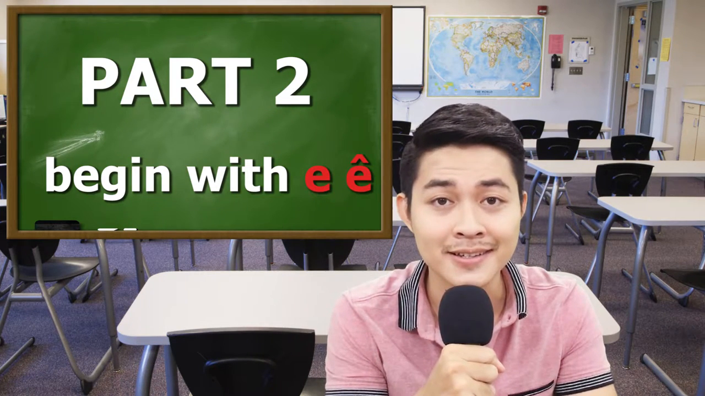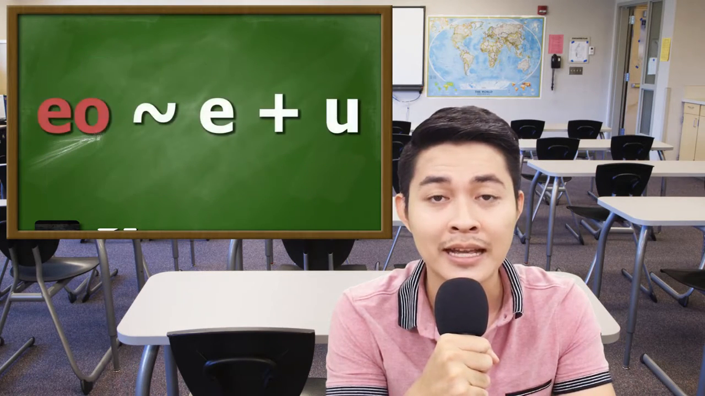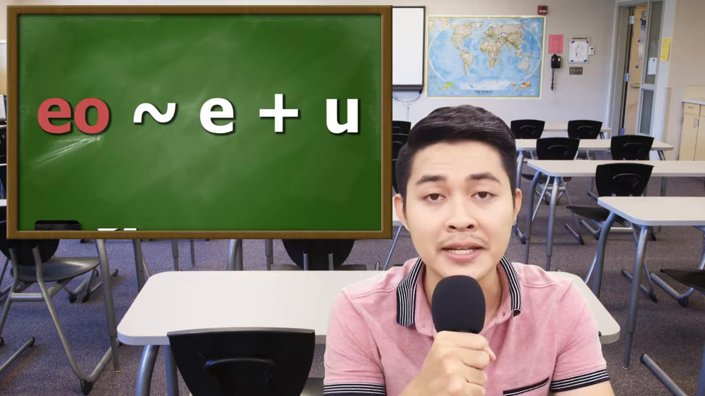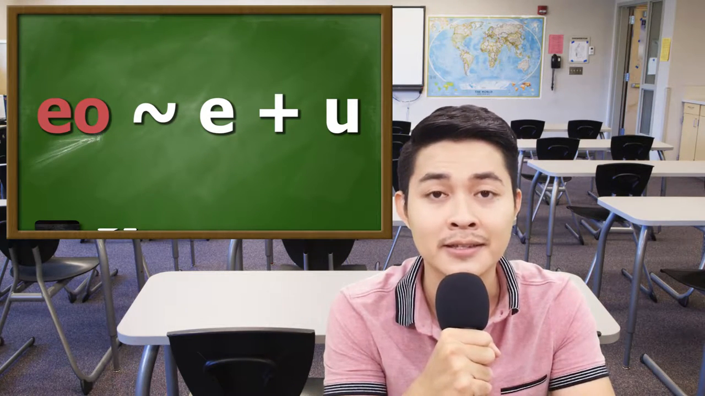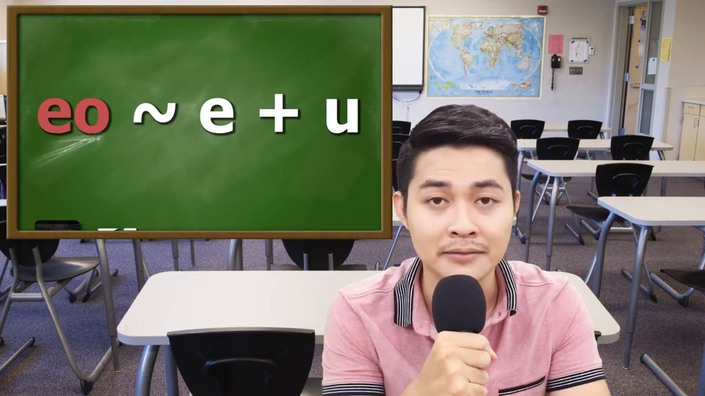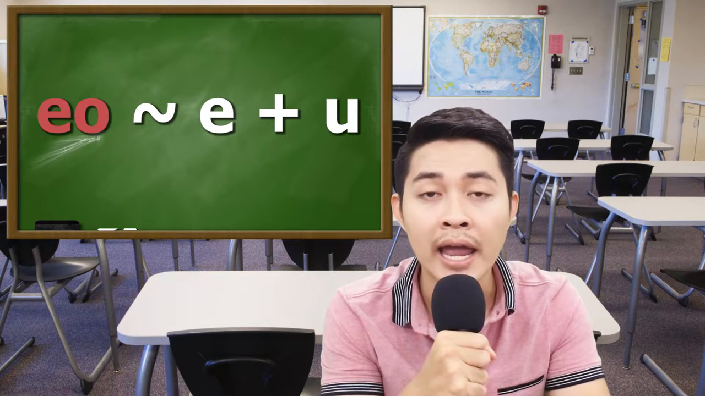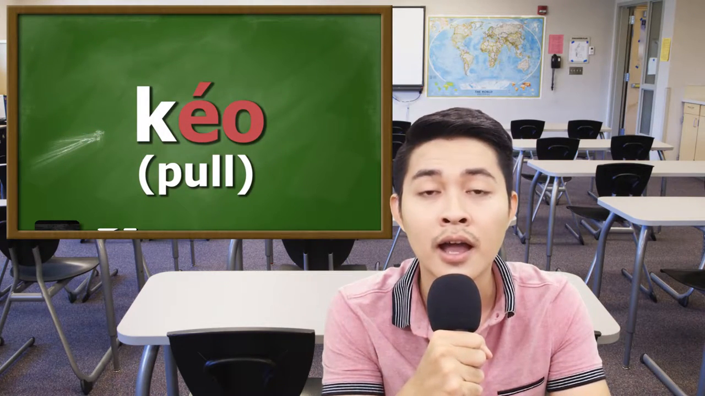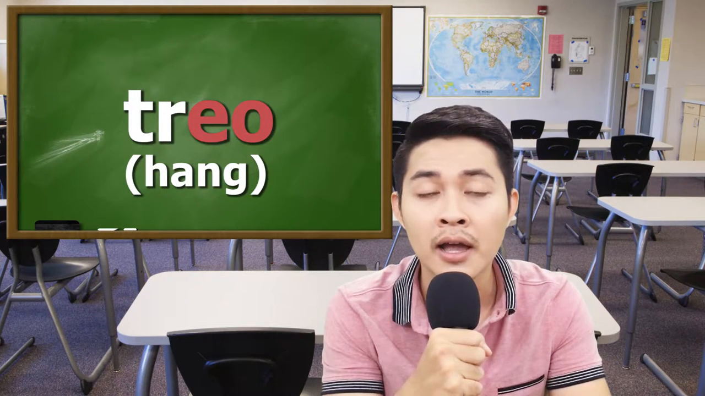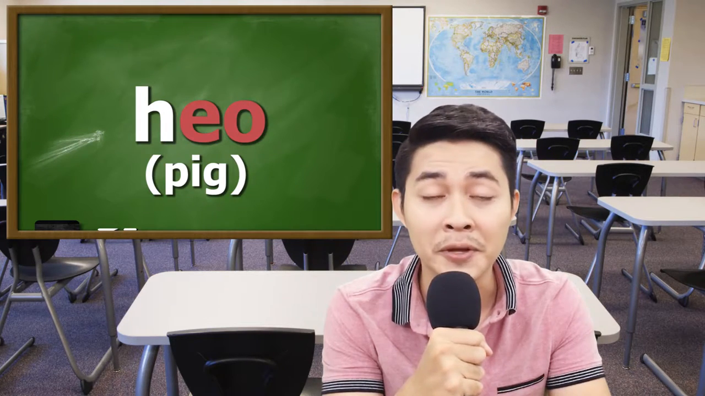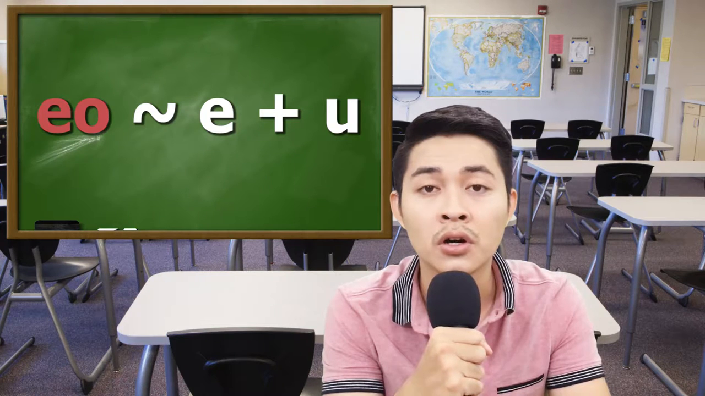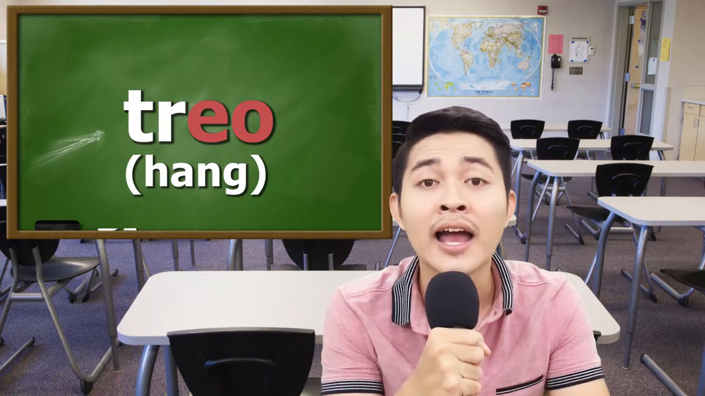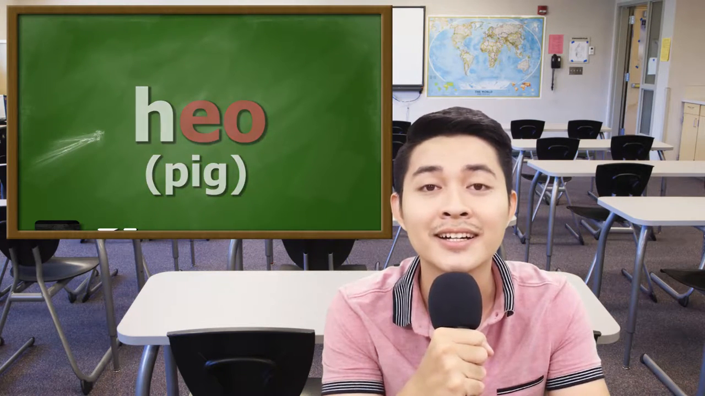Part 2 is the clusters that begin with ê. The first one, êo. This is a combination between ê and o. At first, you split it up and pronounce it separately like this, ê, o, and then combine it and make it faster. Êo. See? For example, kéo, treo, heo. Now repeat. Êo, kéo, treo, heo. Good.